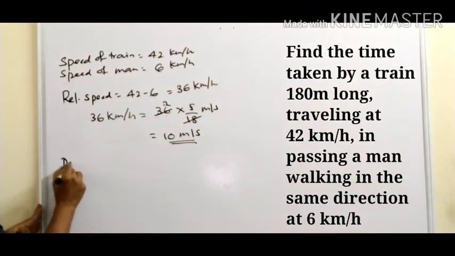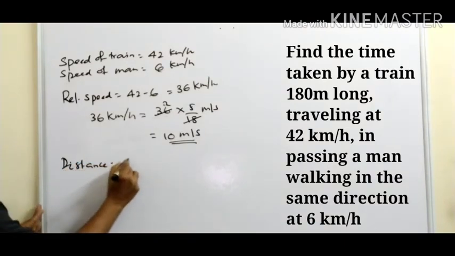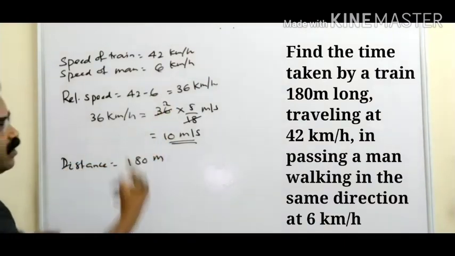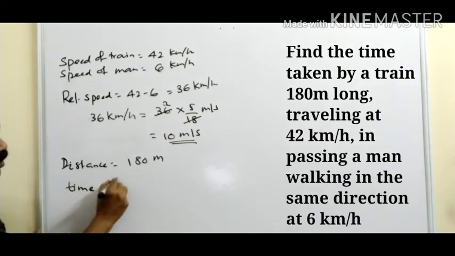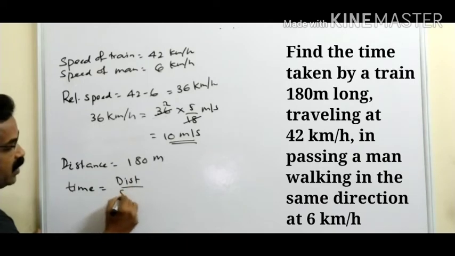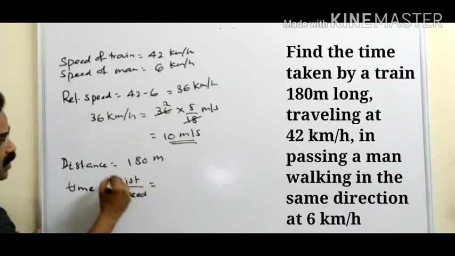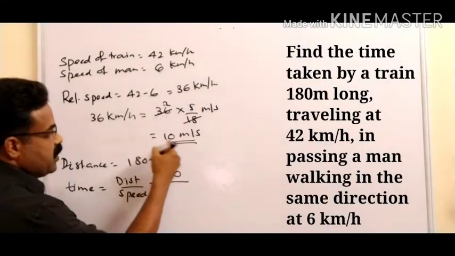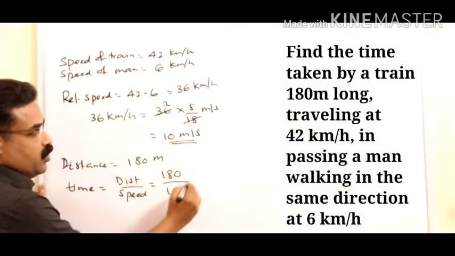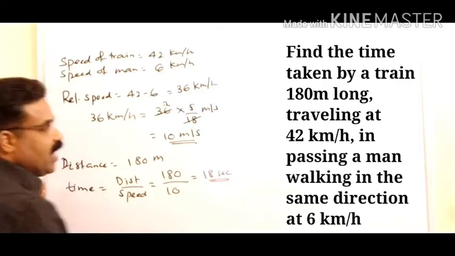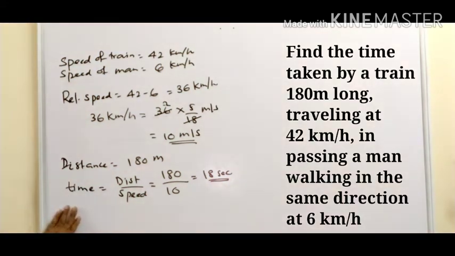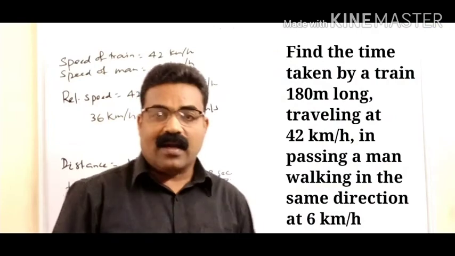And distance is given to you. Distance is equal to 180 meter. It is given in the question. What we need to find out? We need to find out the time taken. So time is equal to distance divided by speed. Formula: distance is 180, speed is 10. So this will become 180 by 10 is equal to 18 seconds. So what is the time taken by the train to cross it? The time taken is 18 seconds. So 18 seconds is the correct option.